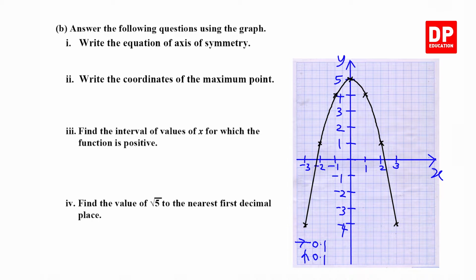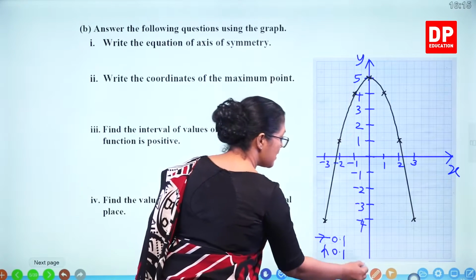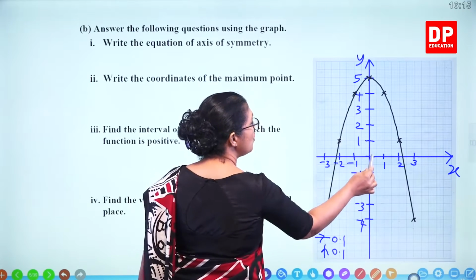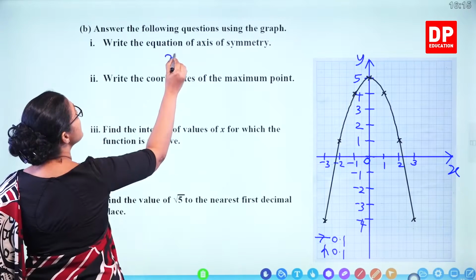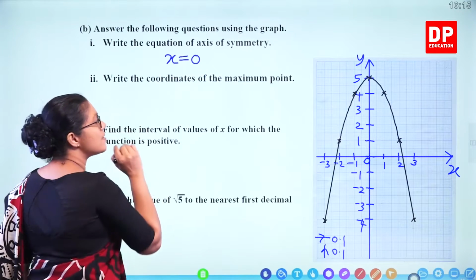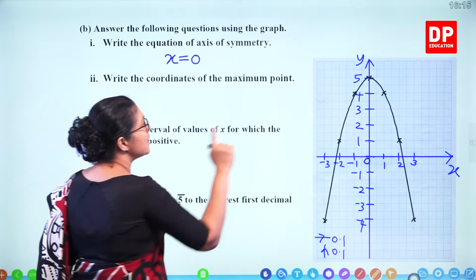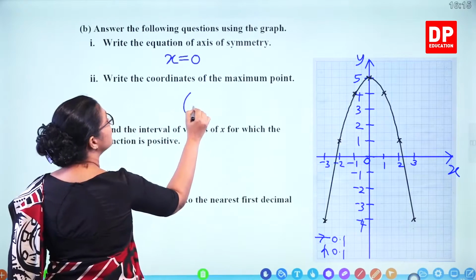We'll answer the questions related to the graph. Write the equation of the axis of symmetry. So axis of symmetry is this. So what's the equation? Passes through x equals 0. So vertical lines we write x equals 0. Write the coordinates of the maximum point. So this is 0, 5.